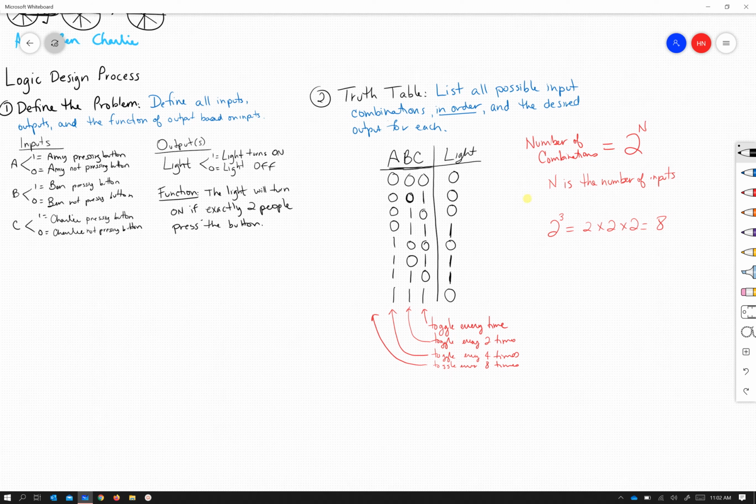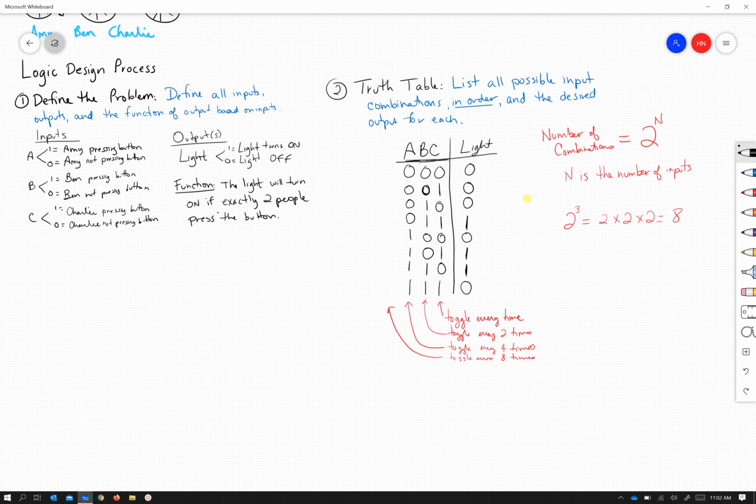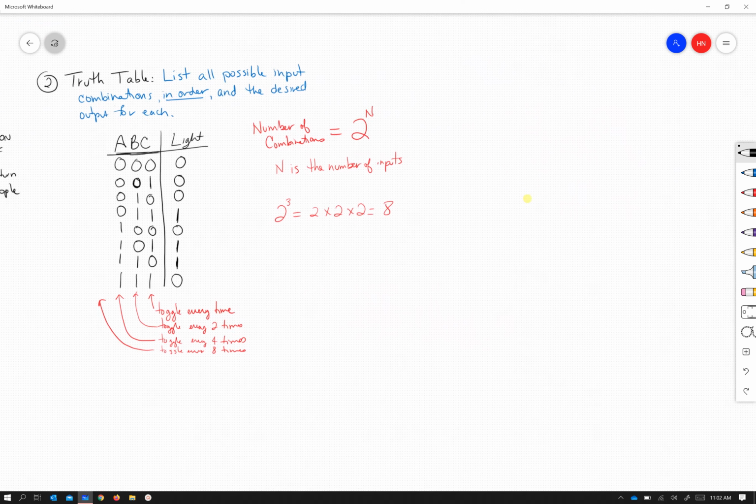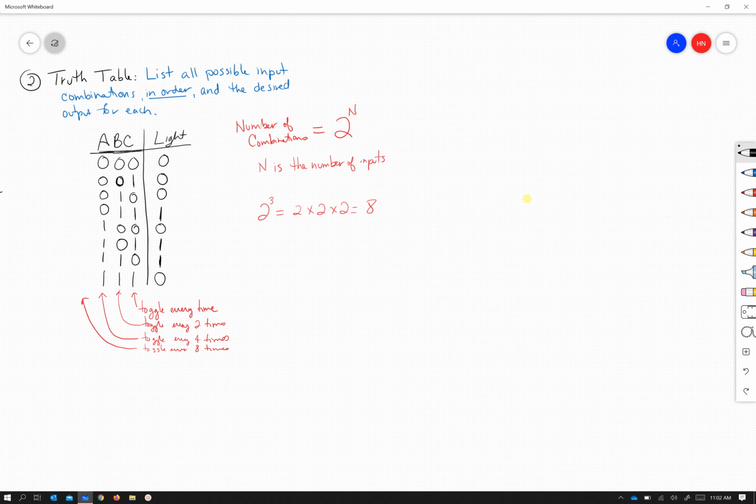For step 3, what we have to do is the equation. So let's do step 3. What we have to do is the equation.